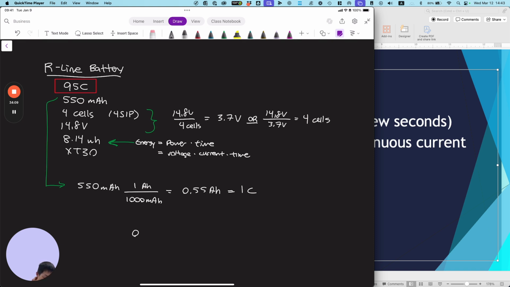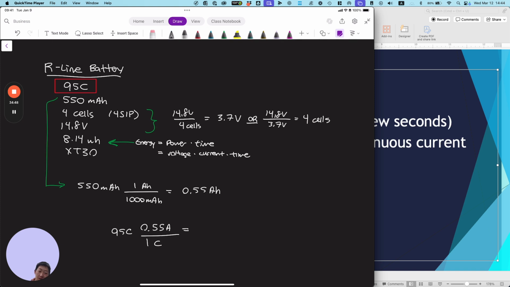Now, if we take this, 0.55 amp hours is equal to 1C, okay? Now we had 95C, and we take our conversion that we just generated. I'm just going to drop the hour, and I'm just going to say 0.55 amps per 1C.